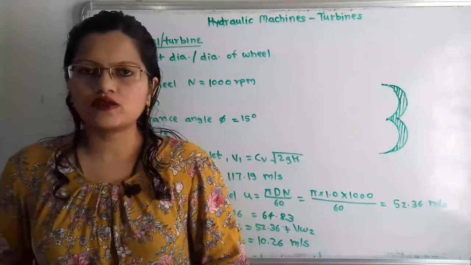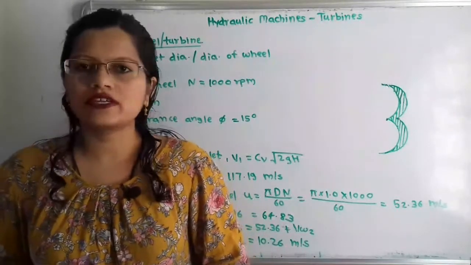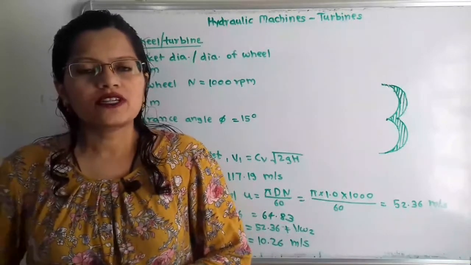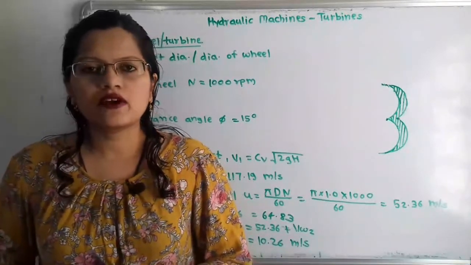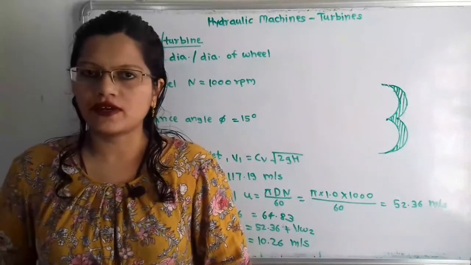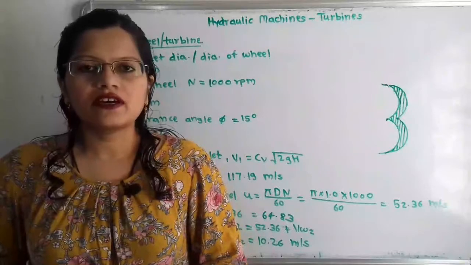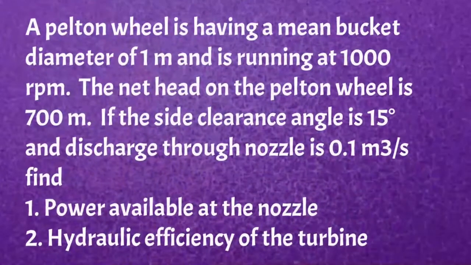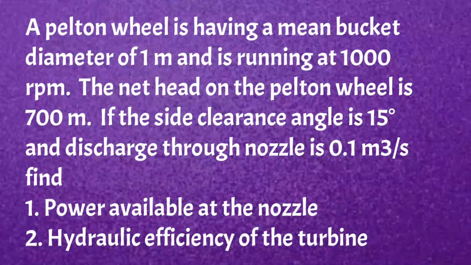Today we are going to solve a problem on hydraulic machines. In this video we are going to find out what is the power available at the nozzle as well as hydraulic efficiency for the Pelton wheel. We will refer here the velocity diagram. So first I will read what is the given problem.